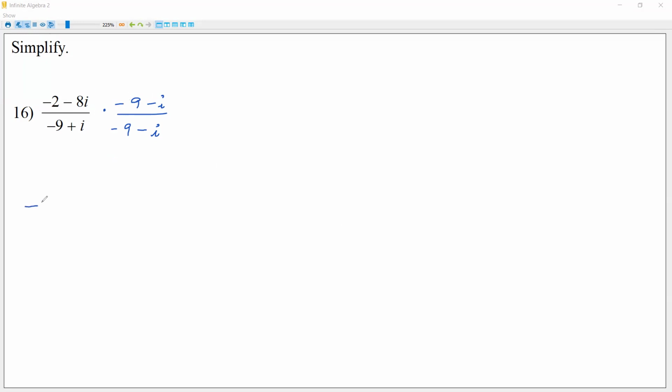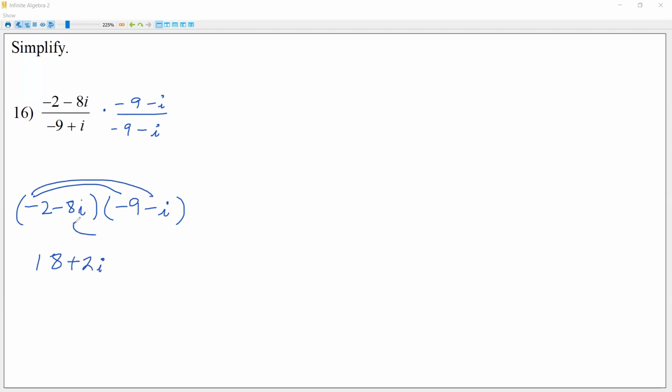So the top is -2 minus 8i. All of that is times -9 minus 1i. I mean, if you want to put the 1 there, if that's helpful to you, then you can absolutely do that. All right, so let's distribute. -2 times -9 is 18. -2 times -i is positive 2i.